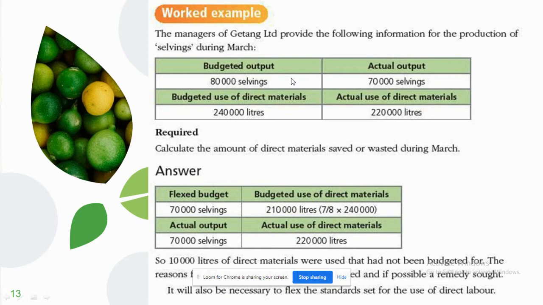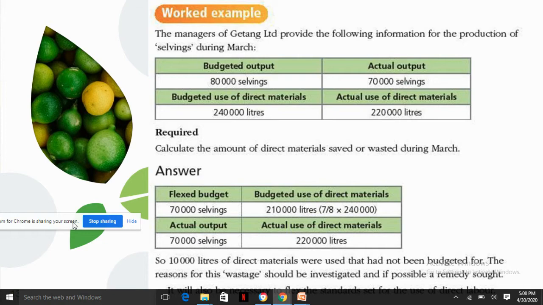That's times 240,000. Basically, put 70,000 here. So how many liters would you budget to use? It will be 70,000 times 240,000 divided by 80,000. That will give you 210,000 liters budgeted, but actual was 220,000. That means there is a variance of 10,000 liters. So 10,000 liters were used that had not been budgeted for. So this is an adverse result. That means we used more than budgeted for. The reasons for this wastage should be investigated and, if possible, a remedy sought.